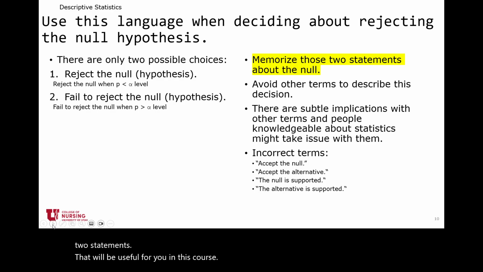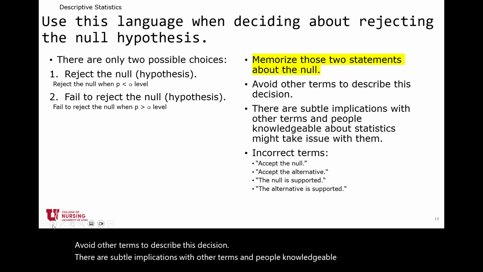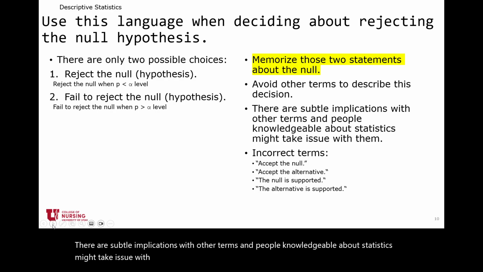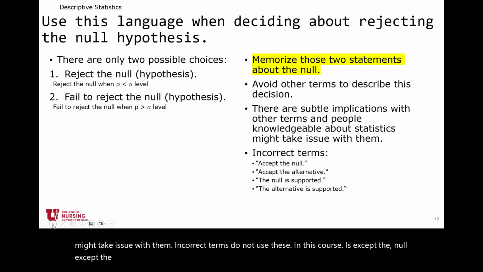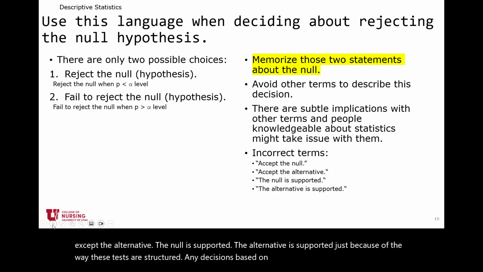Avoid other terms to describe this decision. There are subtle implications with other terms, and people knowledgeable about statistics might take issue with them. Incorrect terms, which you should not use in this course, are: accept the null, accept the alternative, the null is supported, the alternative is supported.